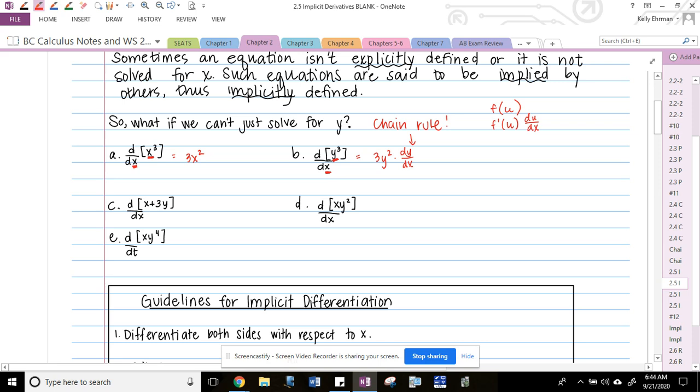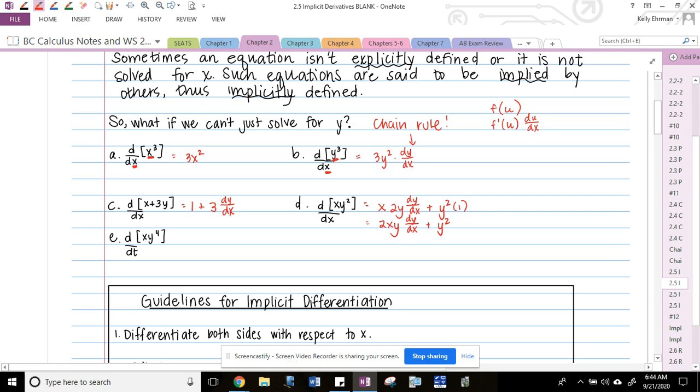For this one, we have two terms. The derivative of x with respect to x is 1, plus the derivative of 3y with respect to x is 3, and then chain rule, dy dx. For part D, I've got a product rule here. So the derivative is the first function times derivative of the second, 2y, and then a dy dx, plus the second function, derivative of the first, derivative of x with respect to x is just 1. And I might clean this up a bit, like 2xy times dy dx plus y squared.